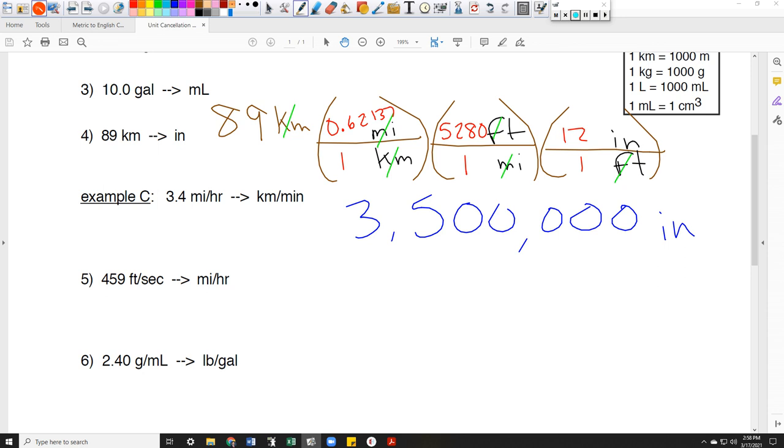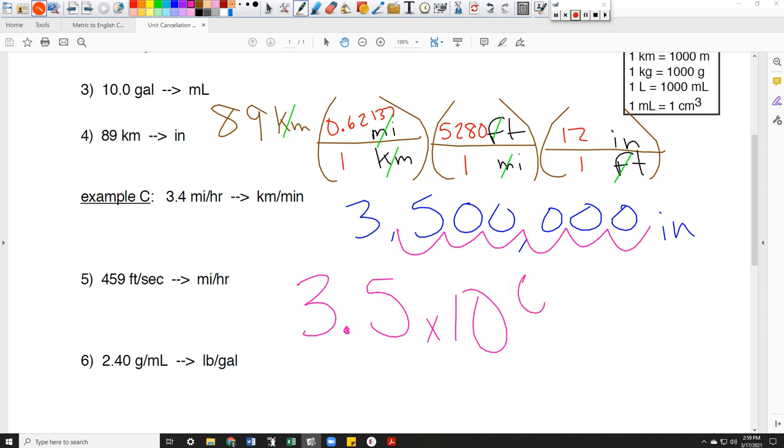Let me at least give you one hint. Your exponent is positive or negative? Why is it positive? Because that number is greater than 1. Now, the other question is, how many significant figures can you only have? 2. You can only have 2. So it has to be 3.5 times 10 to the something power. Very good. How did you get that? 1, 2, 3, 4, 5, 6. 3.5 times 10 to the 6th power.